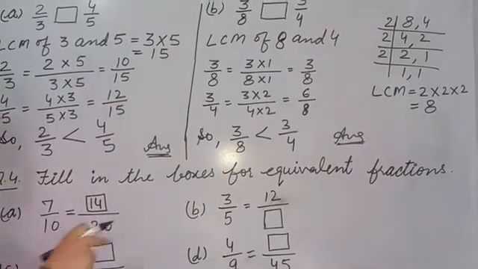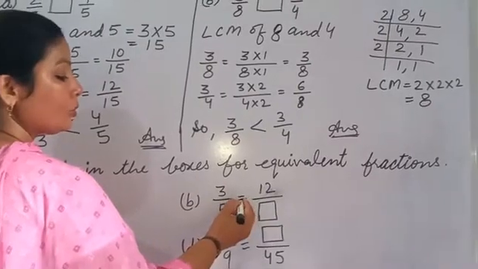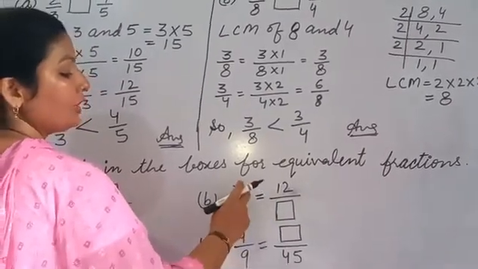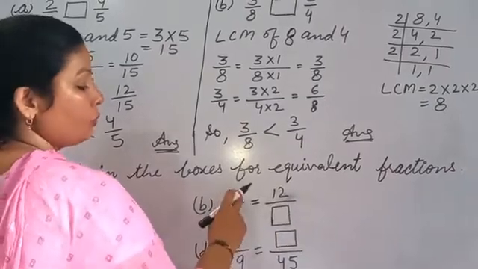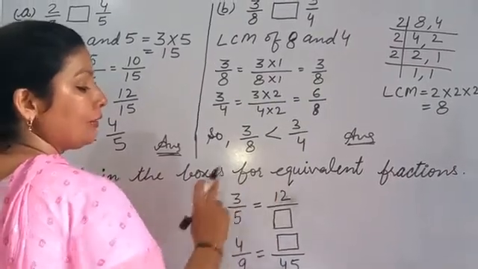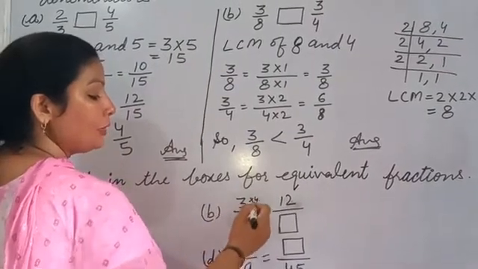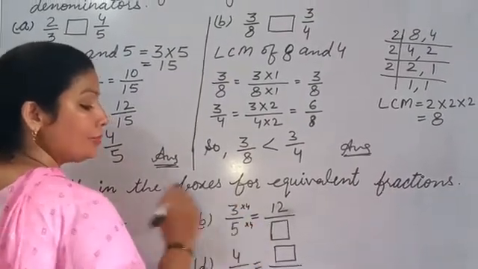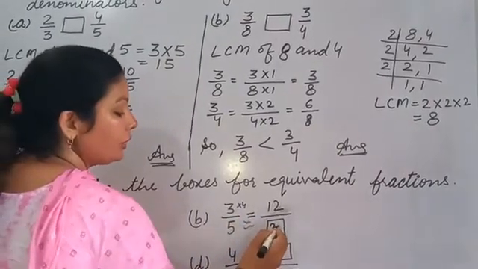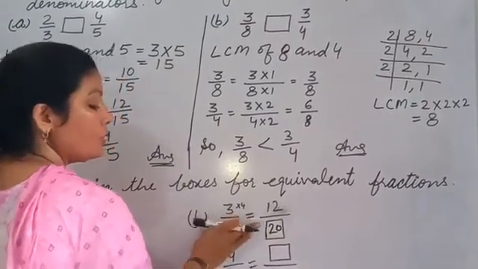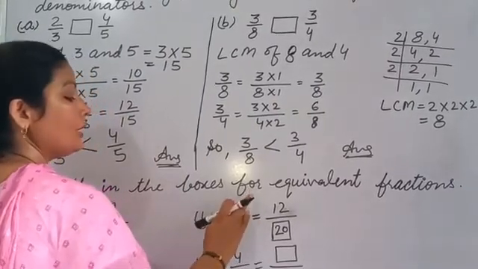Okay. Now it's B part. Now we compare. Again there is an equal symbol. Both sides should be equal. So 3 and there is 12, and 5 there is box. So we will see that in the 3 table where we have 12. 4. That means the numerator is multiplied by 4. So when the numerator is multiplied by 4, the denominator also is multiplied by 4. So 5 4s are 20. So we fill here 20.